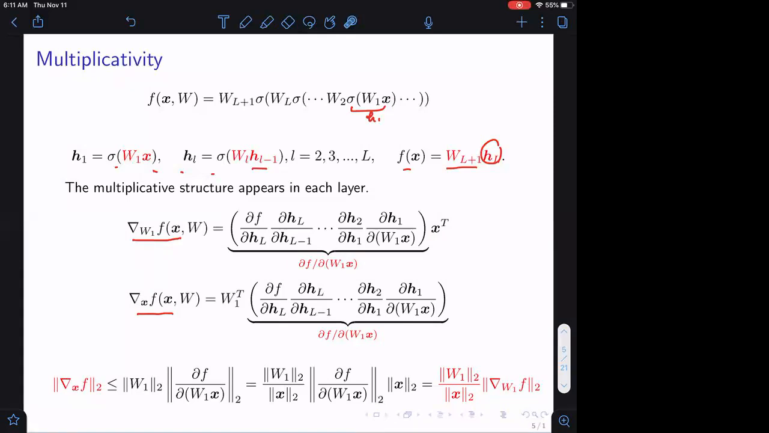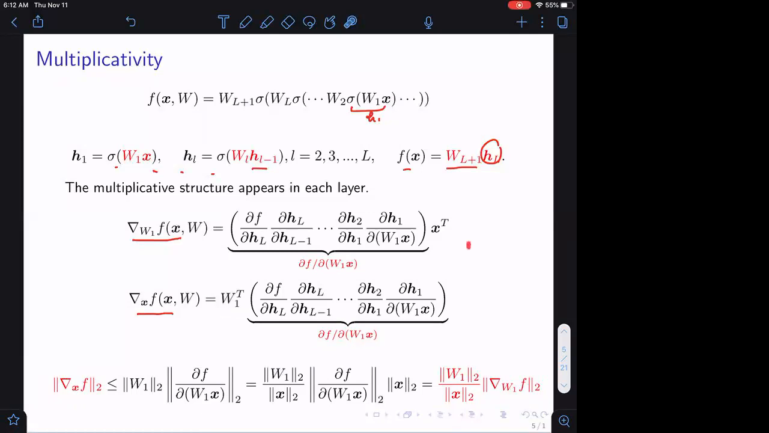Now, on the other hand, if we study the gradient of my model function with respect to the input variable X, because of the multiplicative structure, the same term pops up, because I have to take the derivative with respect to the first hidden layer before I can take the gradient with respect to X. Now this has to take the derivative with respect to X, so I get the W1 transpose.